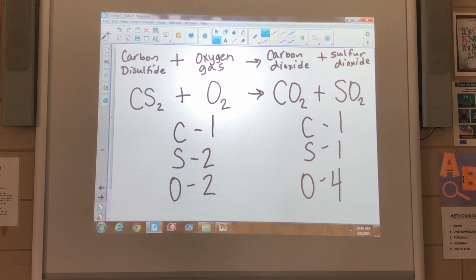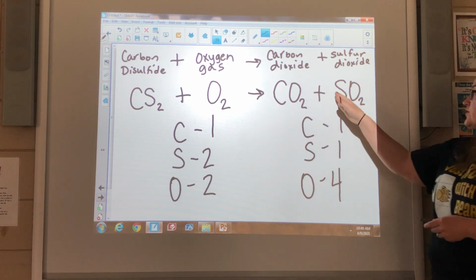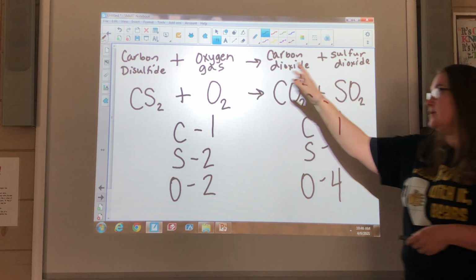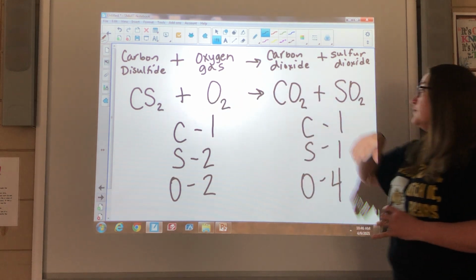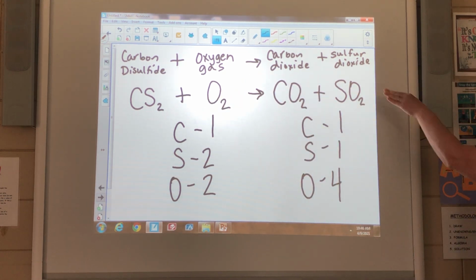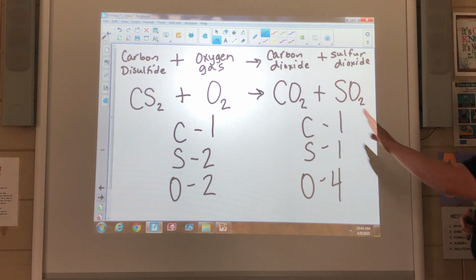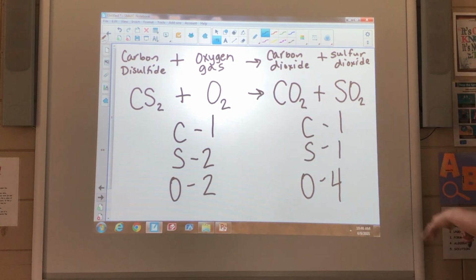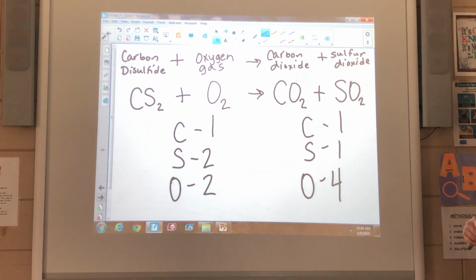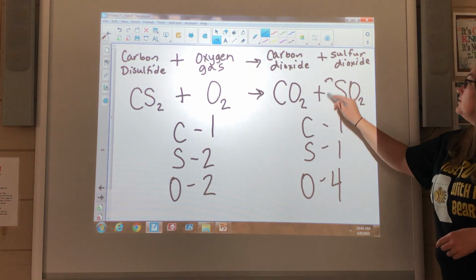I'd say start with sulfur too, because anything you do with sulfur is going to affect oxygen, and you're going to have to come back and fix it over here anyway. So I've got two sulfurs on the right. How do I make two sulfurs on the left? I need a 2 coefficient.